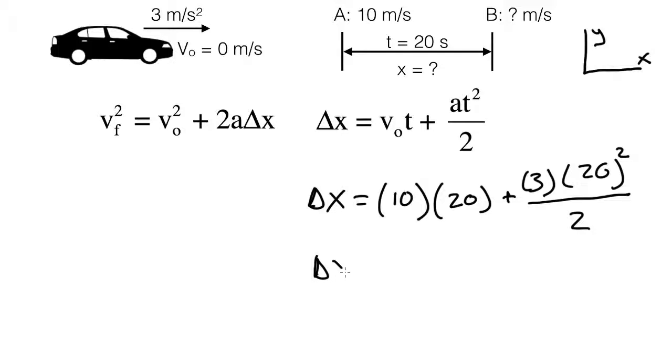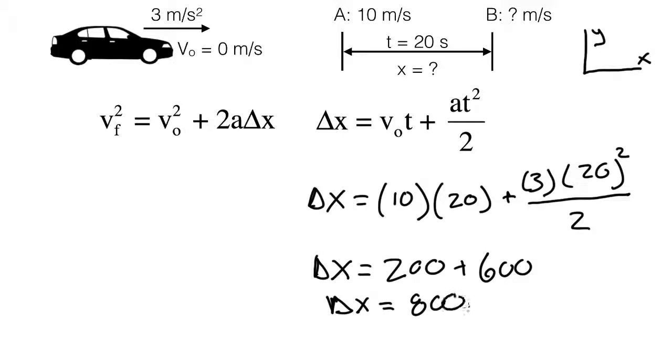So we have the delta x is equal to 200, which was 10 times 20, and then we have 3 times 20 squared divided by 2, which is going to be 600. And so now this delta x right here is going to be equal to 800 meters. So this displacement right in here is 800 meters. So we have 800 meters for this displacement.